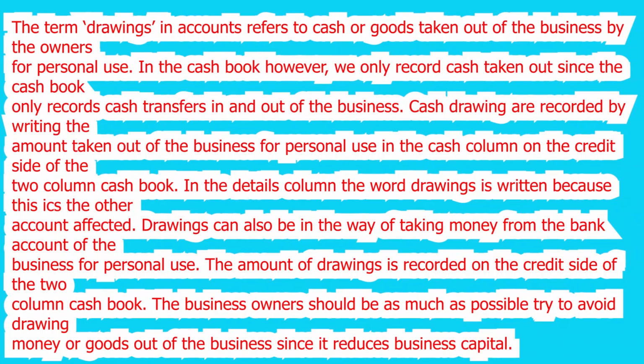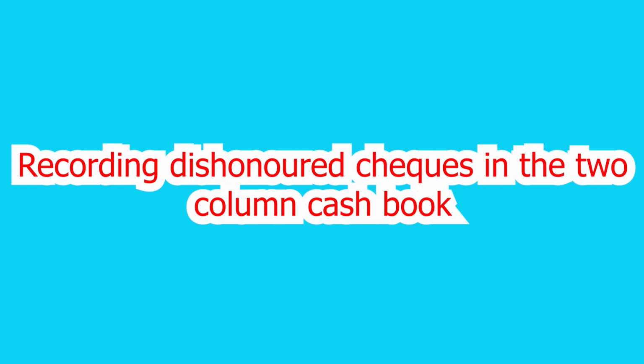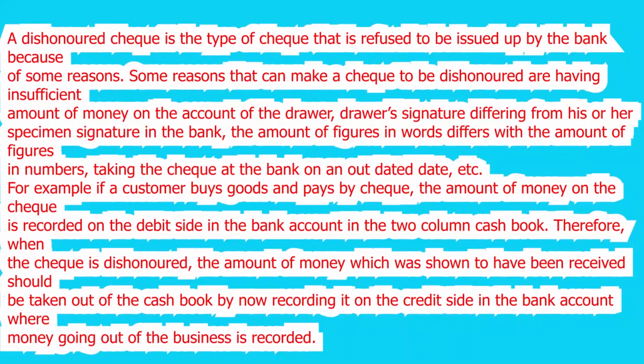Then let us look at recording dishonored checks in the 2-column cash book. A dishonored check is a check that the bank refuses to pay because of some reasons. Some reasons that can make a check be dishonored: having an insufficient amount of money on the account of the drawer, or the drawer's signature differing from his or her specimen signature in the bank. The amount in words differing from the amount in figures. Taking the check to the bank on an outdated date.